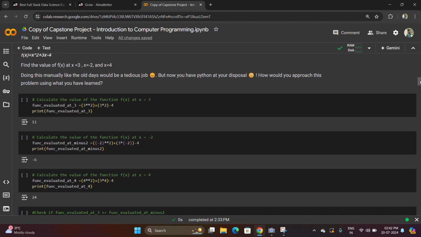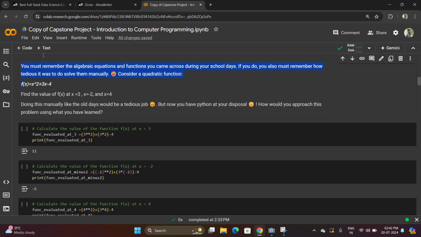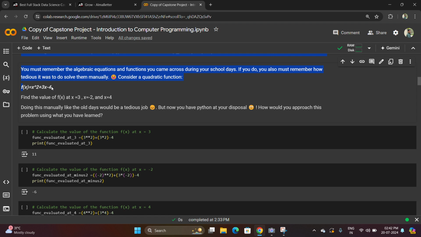Next will be find the value of x equal to 3, x equal to minus 2, and x equal to 4. And the function f of x is equal to x square plus 3x minus 4. This is nothing but the function evaluated at 3. At the place of x, we are using 3, x equal to 3, x equal to minus 2, and x equal to 4.